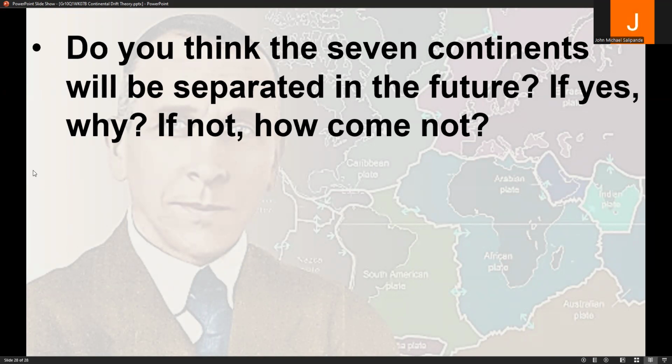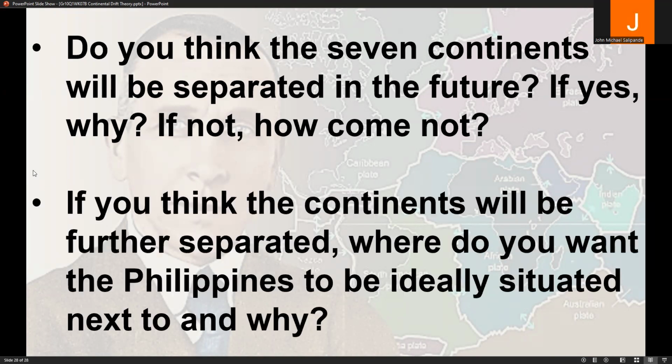And then number two, if you think the continents would be further separated, where do you want the Philippines to be ideally situated next to and why? Okay? Do you want the Philippines to be located near the North Pole or the South Pole so that we wouldn't experience extreme heat, especially during summers? Do you want it to be next to your favorite country, such as Korea or Japan or Thailand? Or do you want it to be somewhere else near America or the Mediterranean area? So use your imagination. Sky's the limit.